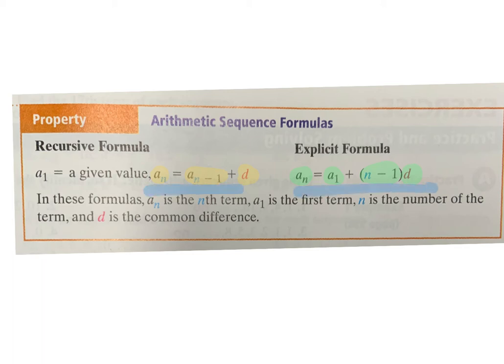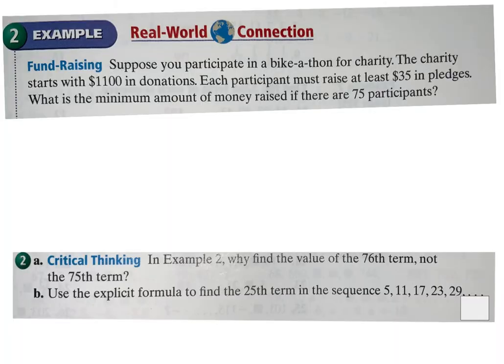Let's look at example 2. Suppose you participate in a bike-a-thon for charity. The charity starts with $1,100 in donations. Each participant must raise at least $35 in pledges. What is the minimum amount of money raised if there are 75 participants?